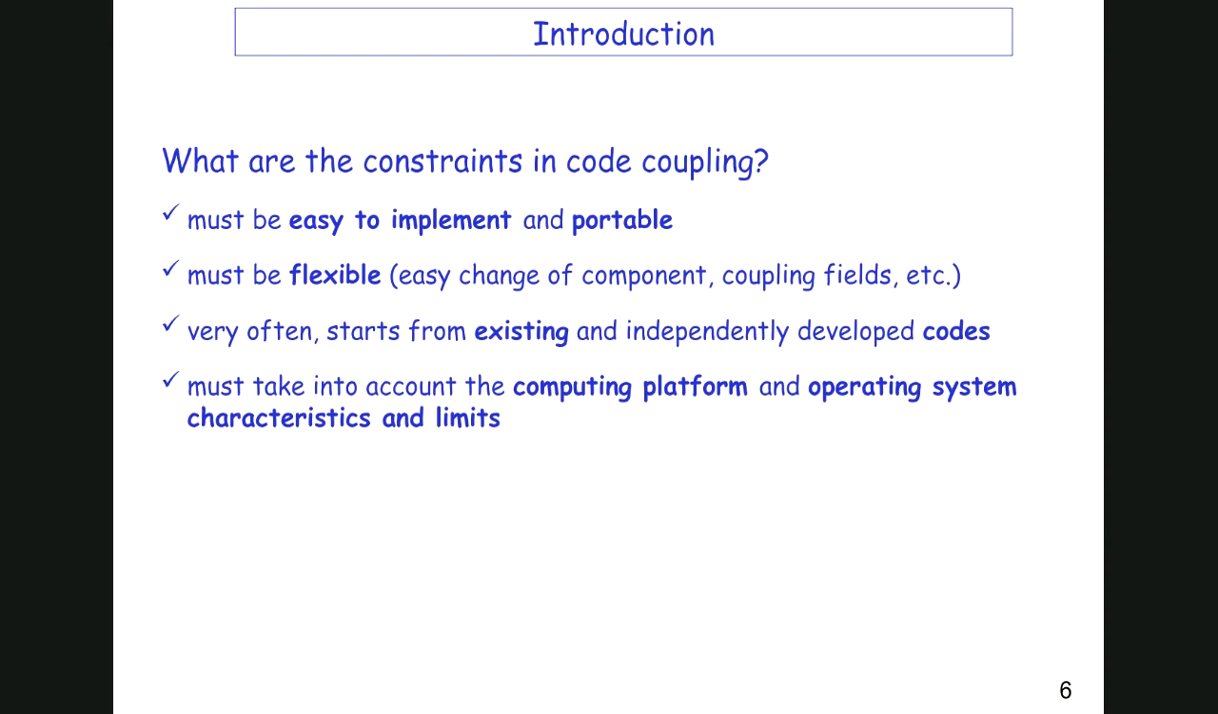So what are the constraints in code coupling? Of course, you would like the coupling to be easy to implement and portable. You want the coupling to be flexible in the sense that you want to be able to easily change the components or the coupling fields, or for example, the coupling frequencies, or maybe the transformation you perform on the coupling fields. A big constraint is that usually you start from existing codes that are developed independently by independent groups, and sometimes it's quite hard to impose coding standards. So that's a very important constraint. And of course, you will run your coupled application on some computing platform using some operating system, and you have to take care about their characteristics and limits.